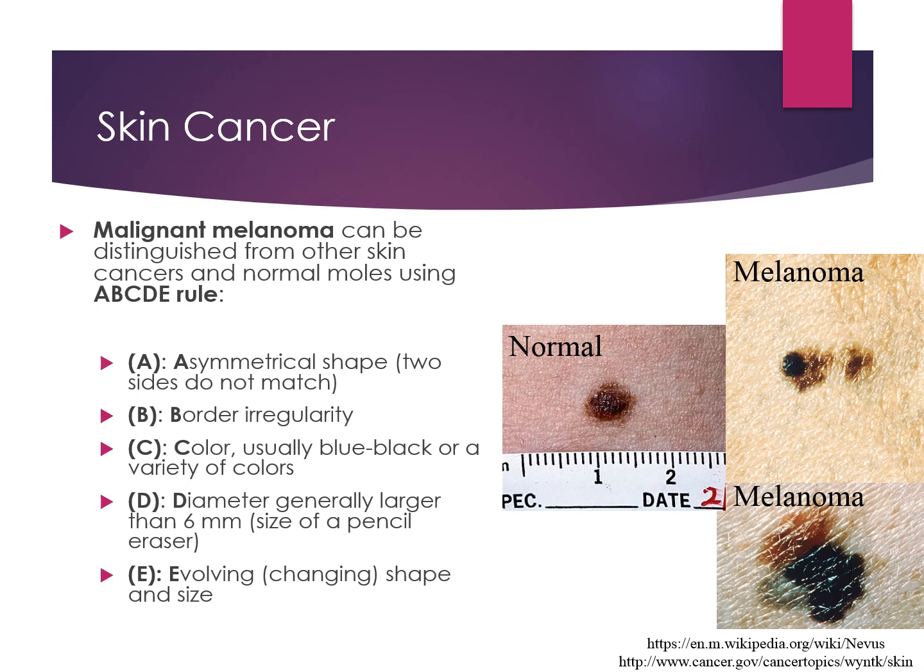And E, probably the most important one of all, is evolving. Malignant melanomas change over time. They change in shape and they change in size. This is different from normal moles. Normal moles can stay the same for tens of years.